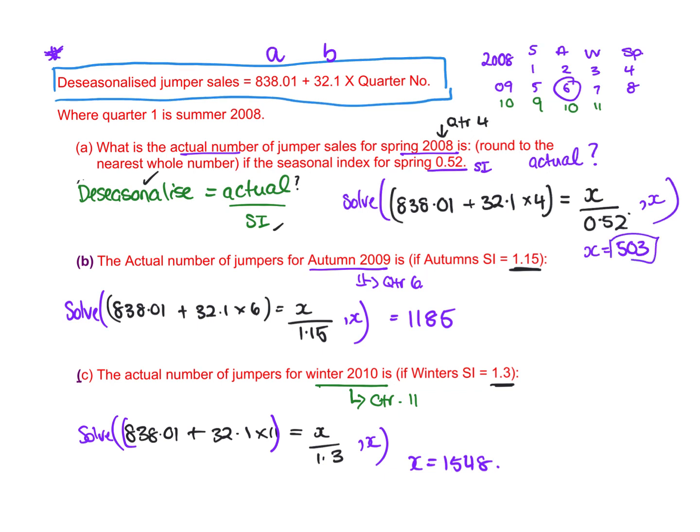Alright, so on an exam or that, you might just be taken straight to this point, and that's what you do. But how we got that deseasonalized value equation, we just did it the page before, okay?